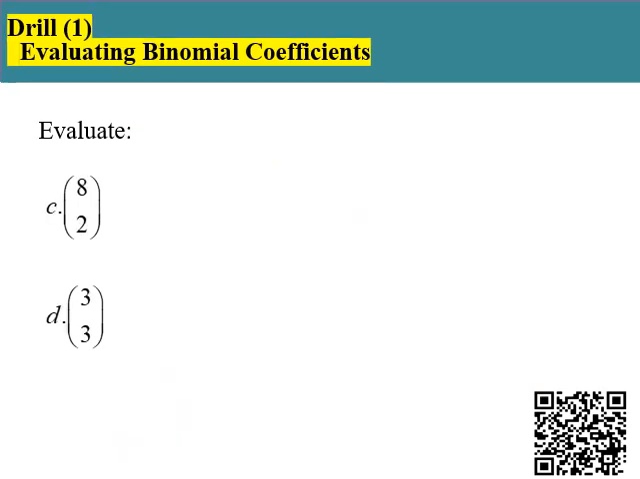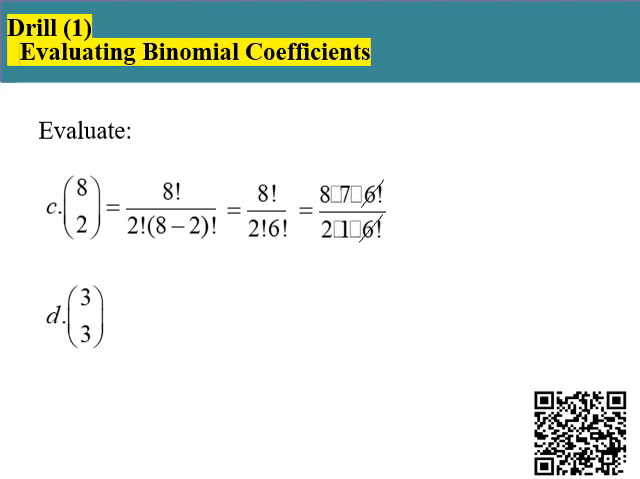Another example, evaluate 8 above 2. So it's 8 factorial divided by 2 factorial multiplied by the difference between 8 and 2, which is equal to 6. So it's 8 factorial divided by 2 factorial times 6 factorial. How can I simplify it? I know that 8 factorial is 8 times 7 times 6 times 5 times 4 times 3 times 2 times 1, and 2 factorial is 2 times 1, and 6 factorial. So I can rewrite it as 8 times 7 times 6 divided by 2 times 1 times 6. By cancelling the 6, 8 times 7 is 56, divided by 2 is equal to 28, without using calculator.